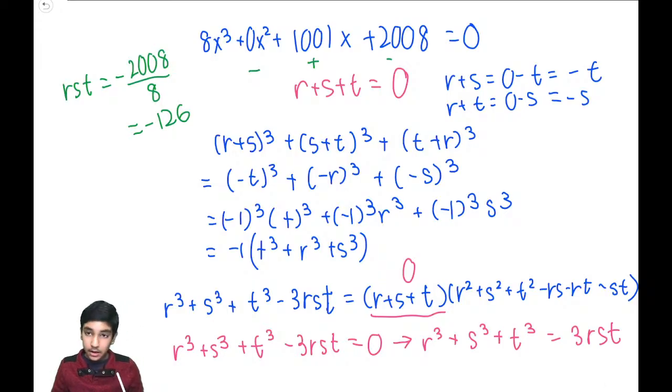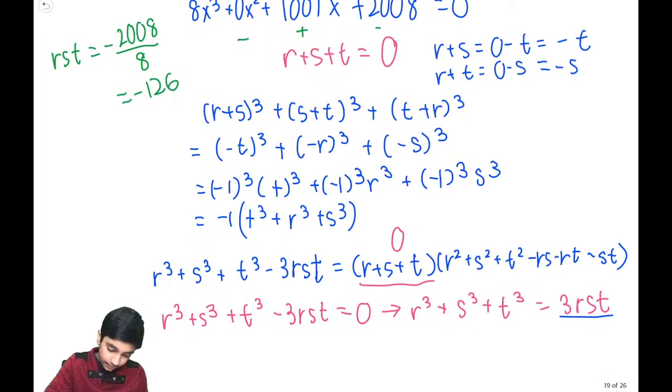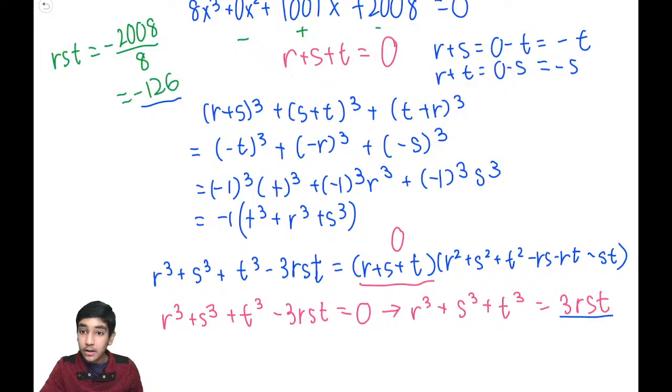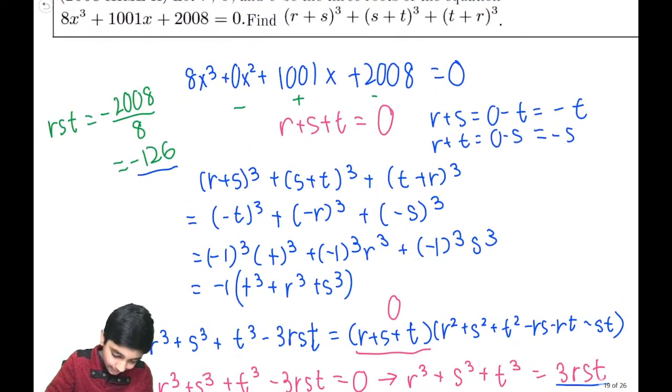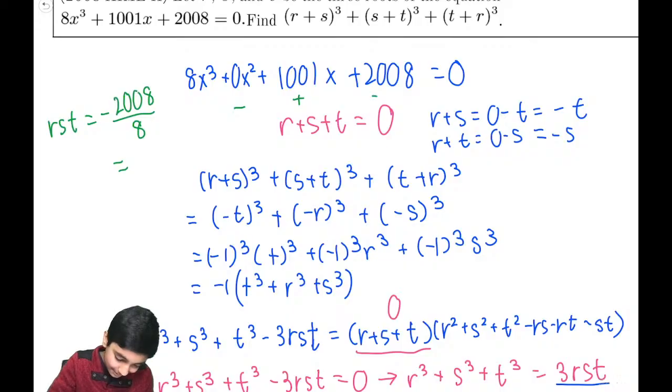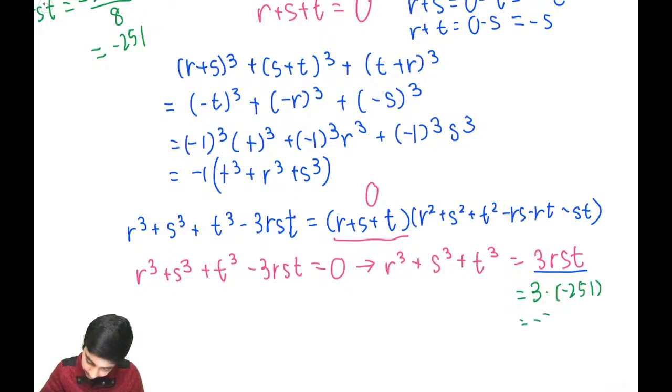r cubed plus s cubed plus t cubed will just be equal to 3 times RST, as you can see here. And what is RST? Negative 126. So from here, you can easily figure out that r cubed plus s cubed plus t cubed will just be, oh, this is not negative 126, this is negative 251. So it's going to be equal to negative 3 times negative 251, which is negative 753.